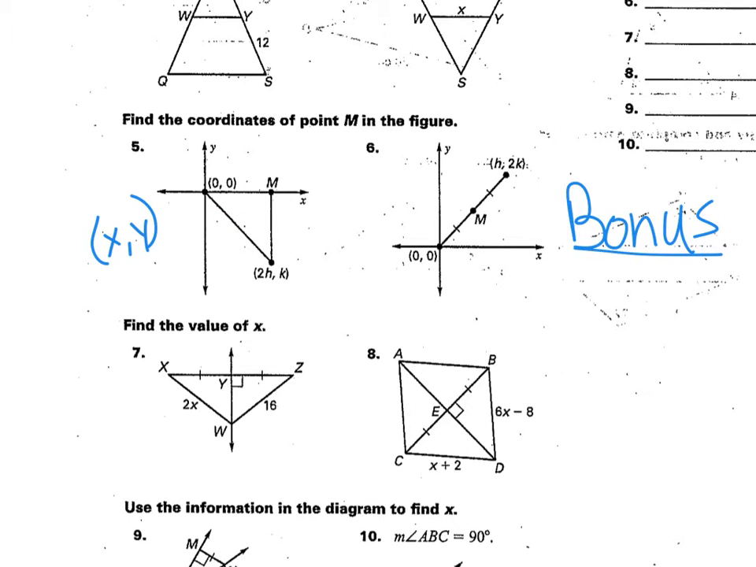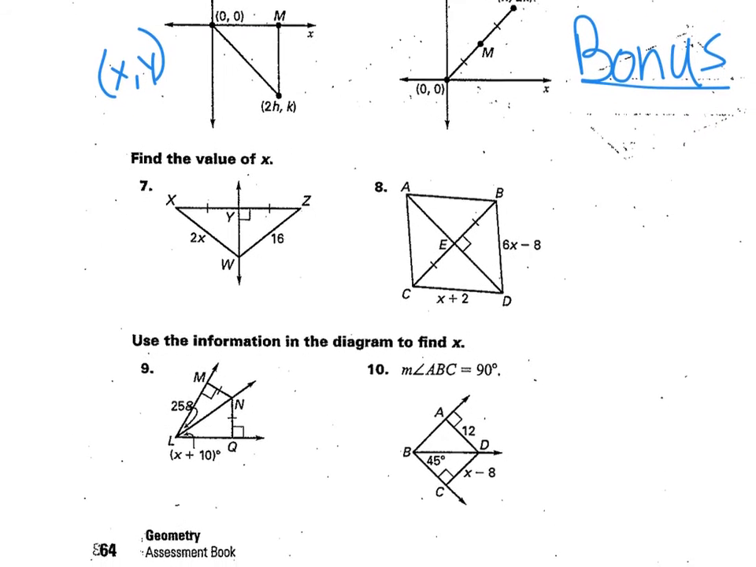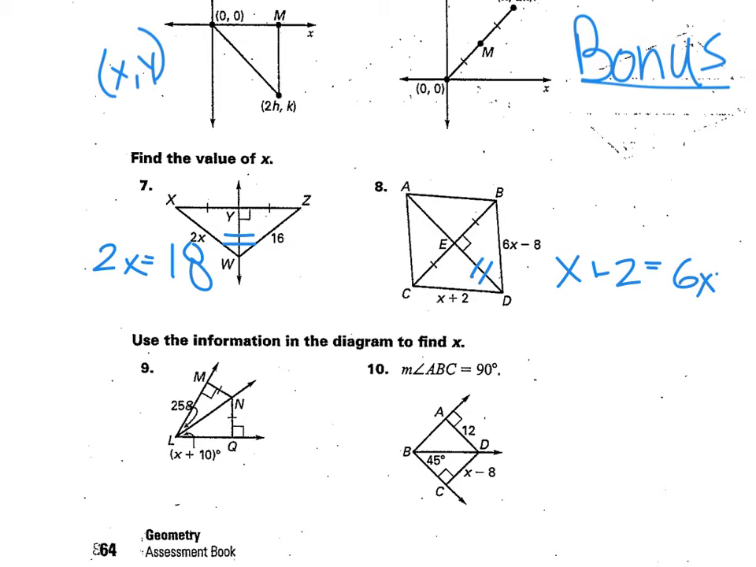Okay. Moving on to 7 and 8. Just some algebra problems here. All we need to do is simply set these two equal to each other to solve for x. So you're going to have 2x equals 18. And this one's going to be x plus 2 equals 6x minus 8. So solve each of those for x.